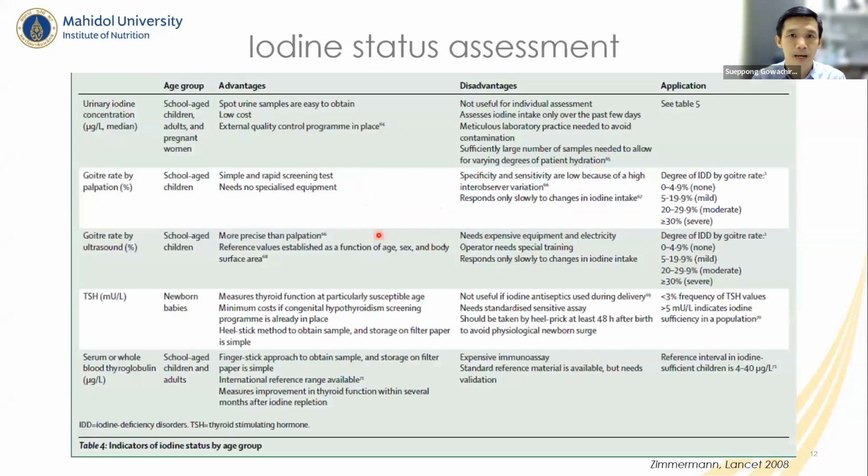There's also WHO's recommendation to use UIC tests from school-age children as representative data for all age groups. Because if school-age children consume enough iodine, we can presume that all other age groups also consume enough iodine.